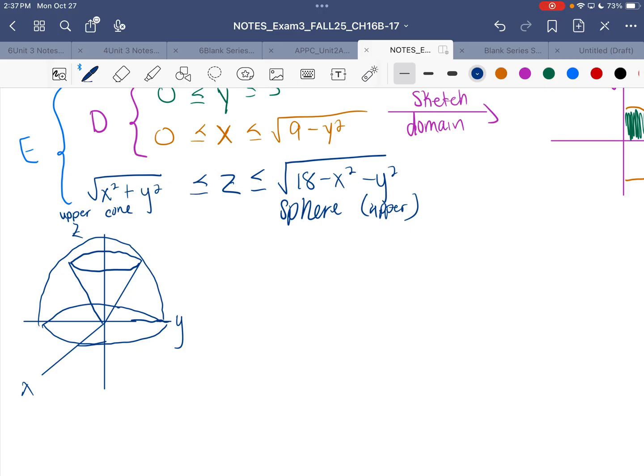Okay, so it's contained inside the sphere, and its lower boundary is the cone. So it's like an ice cream cone wherever they're meeting each other. So the sphere is like the top part of the ice cream, or snow cone might be a better visual.